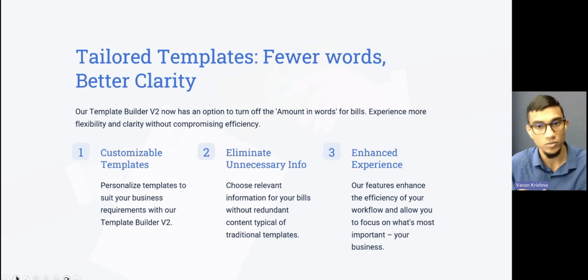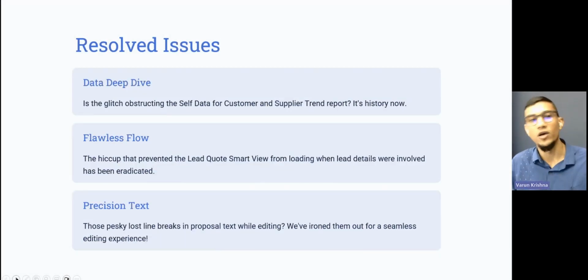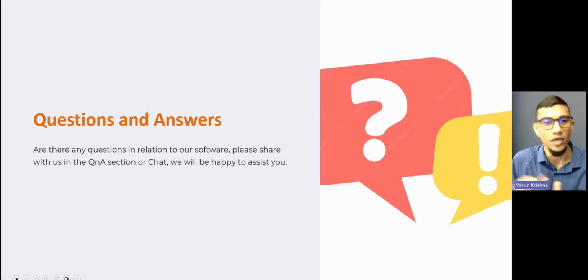You will be able to enable or disable the amount in words for all those bills, and some of the resolved issues with regards to the customer and supplier trend report, the lead quotation smart view, as well as our proposal text. So these were the different feature updates, enhancements, as well as some of the issues that we resolved in our previous release, which was released on 23rd of September.